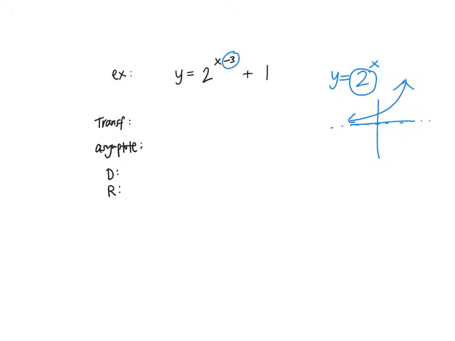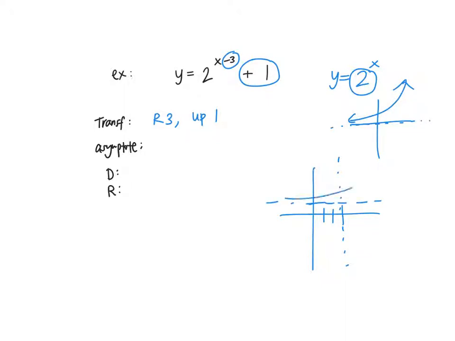But because I have that minus 3 inside and the plus 1 outside, I know I'm going right 3 and up 1. So I can think of it as going right 3. Remember, I'm creating my new x-y axis and up 1. And I'm just going to shift that graph from there.